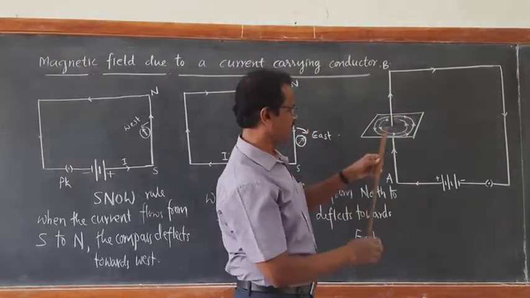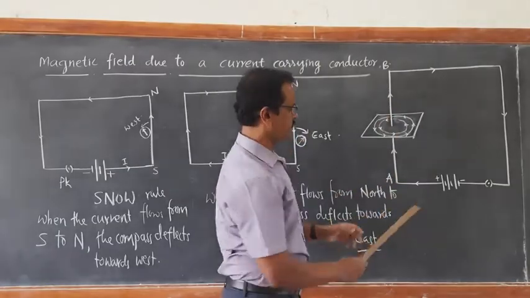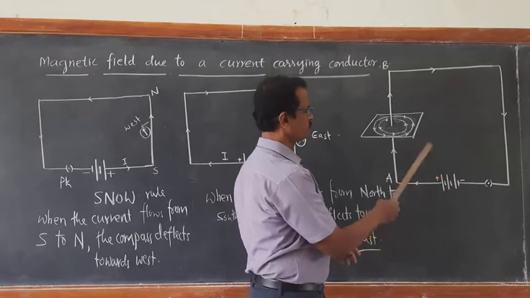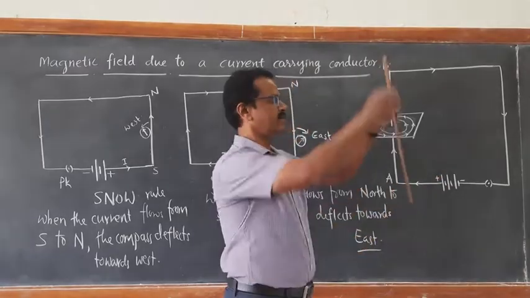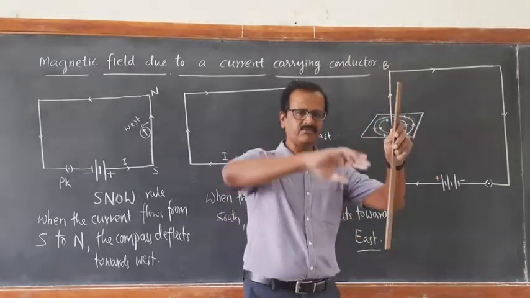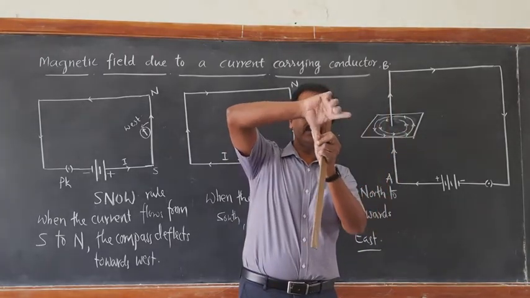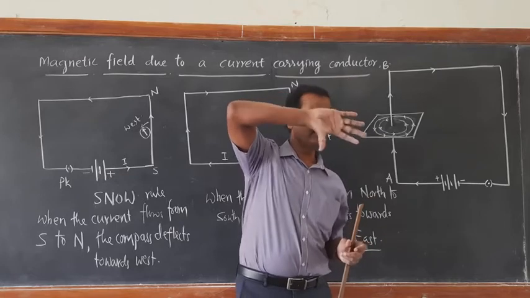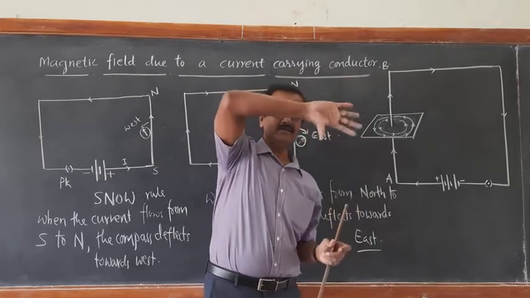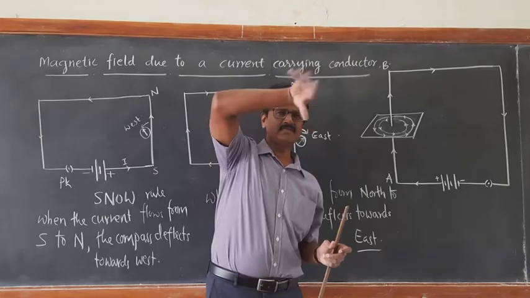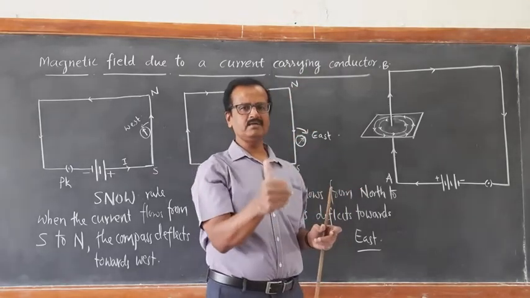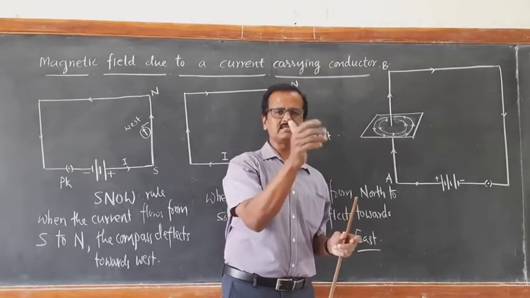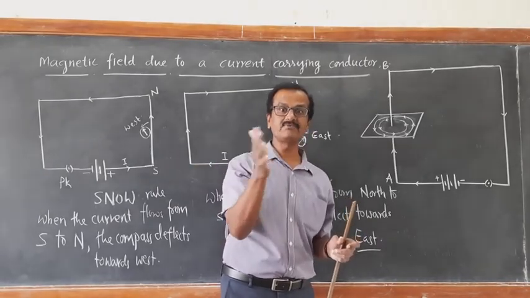In case the current is reversed, if you change the polarity, then this negative and this one positive. If you reverse the direction of current, the current flows down. When the current flows down, you see the thumb is pointing downwards. When the thumb points downwards, the curling of the fingers is reversed now. It will be in the clockwise sense. Here, when the thumb is upward, it will be in the anti-clockwise sense. So curling of the fingers represents the direction of magnetic field lines.